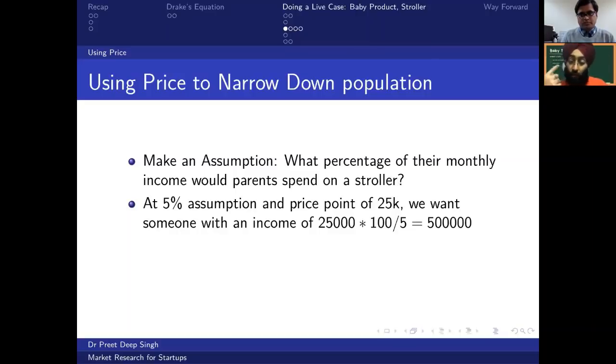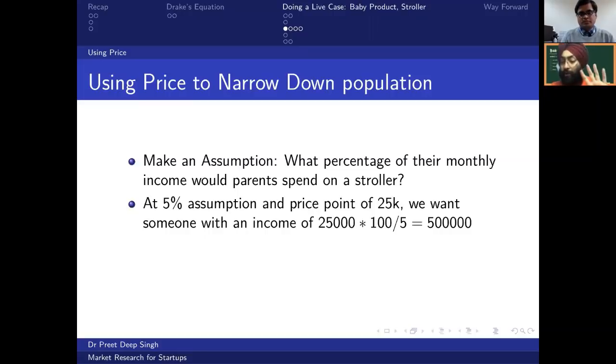You need to take into account that when people have a baby, they have more expenses in terms of medical expenses, getting clothes for the baby, more food, and there are other capital goods that you require for a baby, not just a stroller. You probably need a crib, you need a bed, you need a bed sheet, you probably have domestic help also, and those things as well, right? So at this level, if our price point is 25K and we are assuming 5% of their monthly income, it means we are targeting people who earn 5 lakh rupees a month or more, right? 5 lakh rupees a month or more.